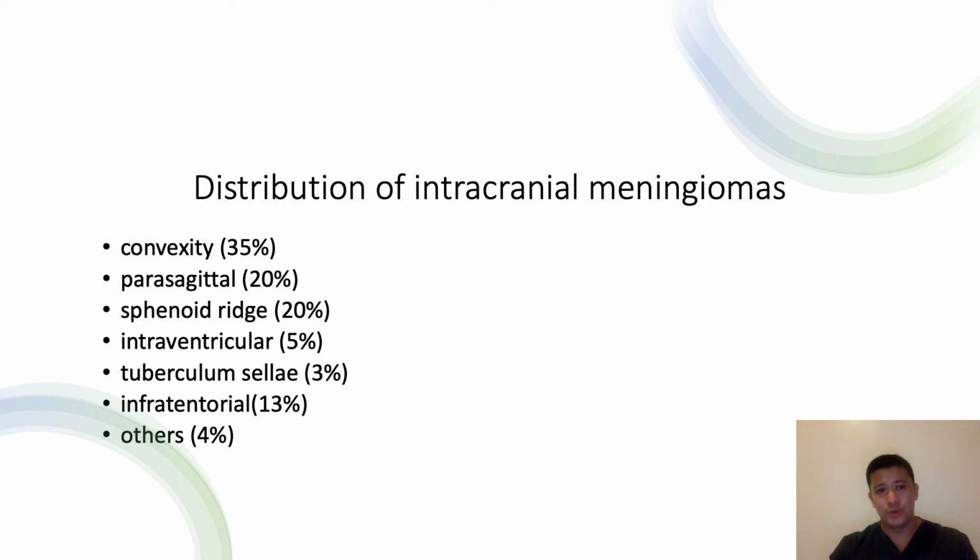So, just to show you the distribution of intracranial meningiomas, the most common location of intracranial meningiomas is the convexity. Based on this, then you have your parasagittal meningiomas, then your sphenoid ridge, then your intraventricular, tuberculum sellae, then your infratentorial, then others. But the most common location is the convexity.